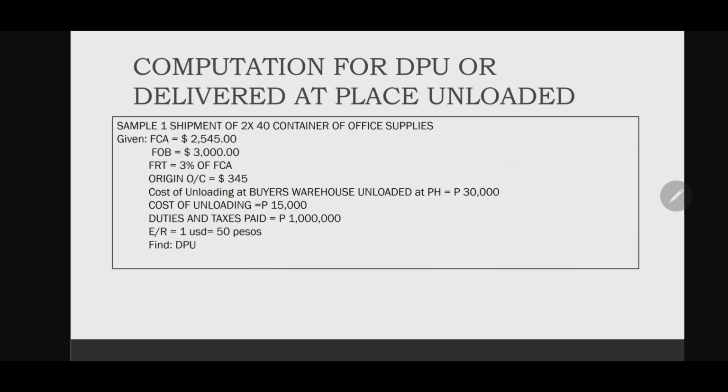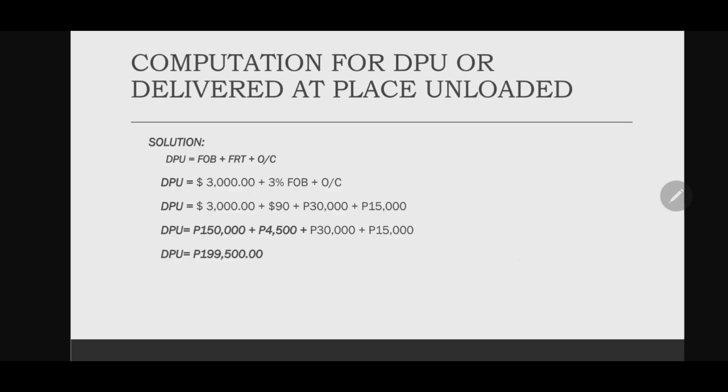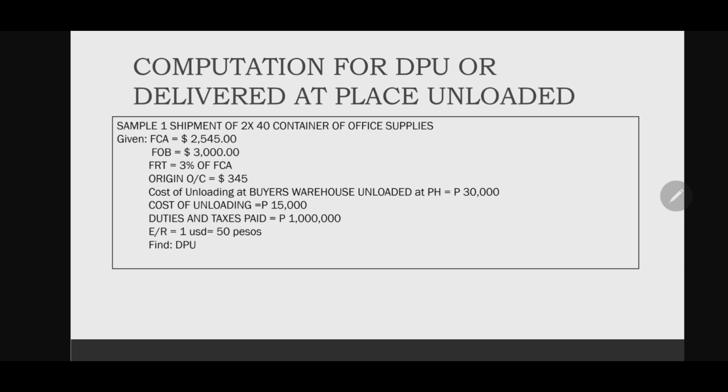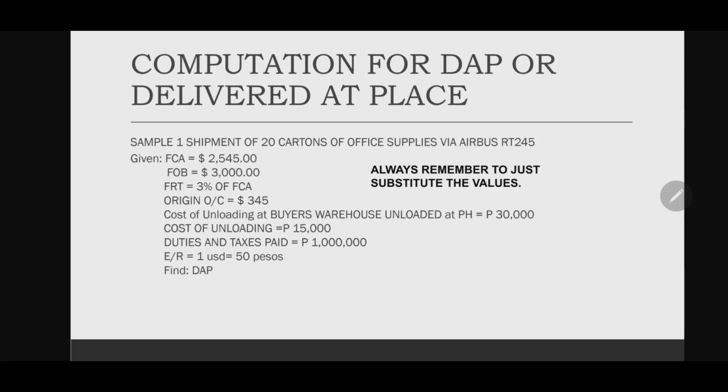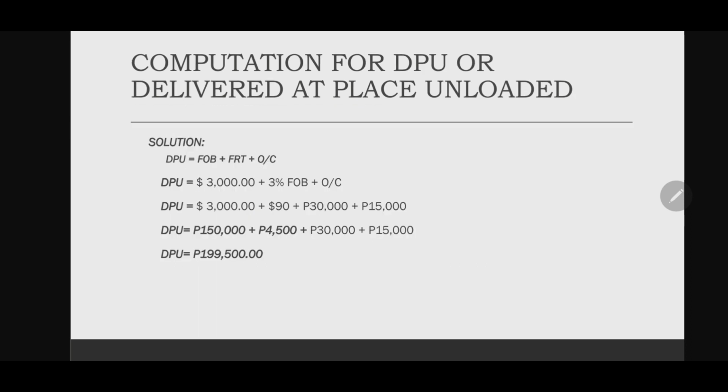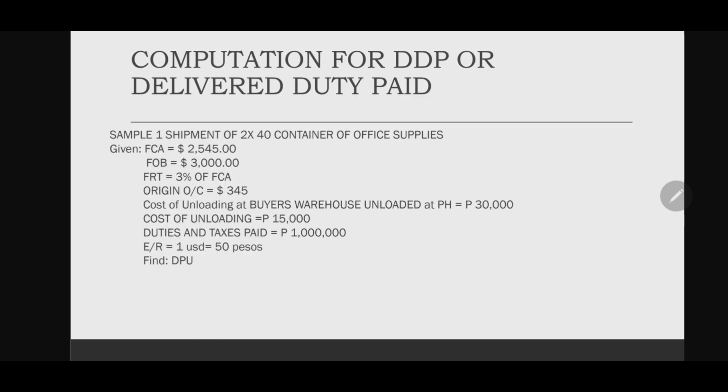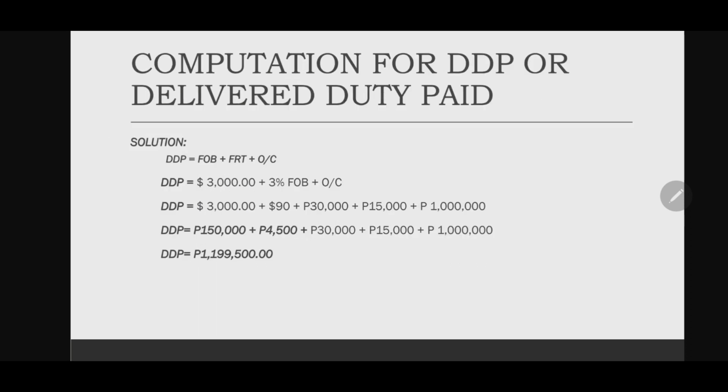Okay, so to compute, again, just like the computation of the DAP, it is FOB plus freight plus other charges. It is FOB, by the way, guys, because it is a containerized cargo. Okay? So we're gonna use the FOB this time. Unlike earlier, it is an air shipment, so that is the reason why we use the FCA value. So we use the FOB value 3,000 plus 3% of the FOB, which is 90,000.